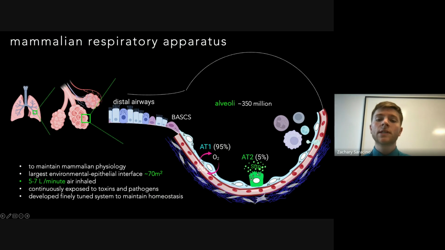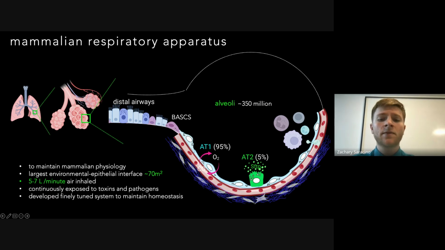The principal function of the mammalian respiratory apparatus is to maintain mammalian physiology through gas exchange. We focus most of our research on the site of gas exchange, which is the alveolus depicted here. A few fun facts about the alveolus: we have approximately 350 million alveoli in each of our lungs, and it's the largest environmental epithelial interface, with a surface area totaling about 70 square meters. Just to give you an idea of how big that is, that's about the size of a racquetball court.